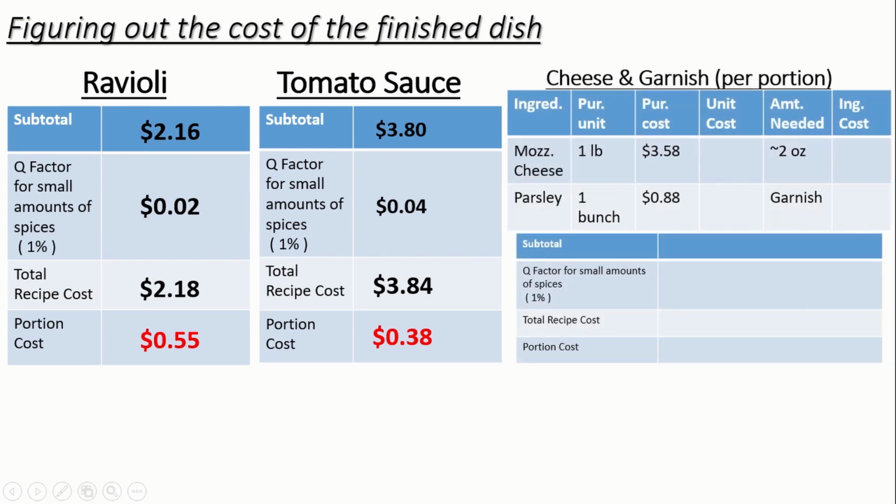And we're then going to do the same thing we did before with the cheese and garnish. Now in the cheese and garnish case, we can kind of skip a few steps here because we're just going to do this per portion. This is per individual portion.